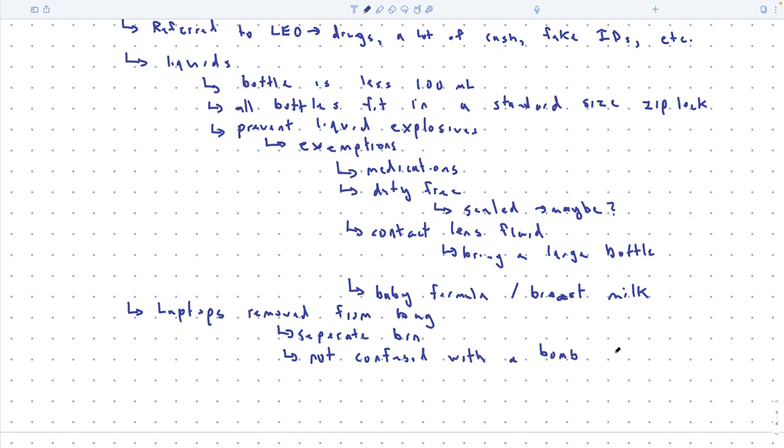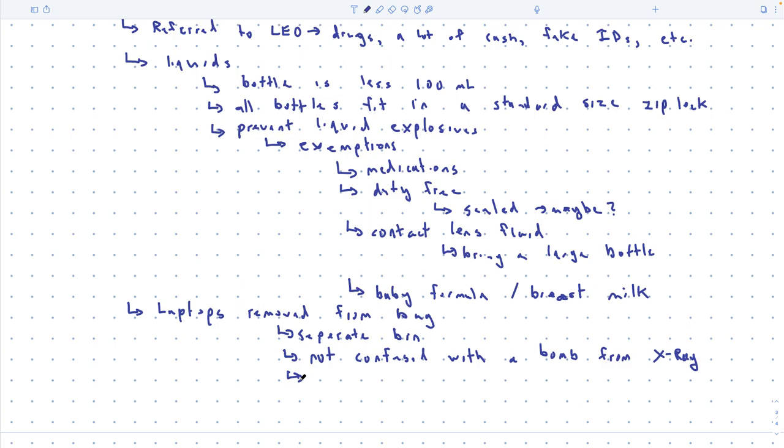When you're just looking at the x-ray, you can't really tell what it is. You just see there's a battery, there's wires, and you have liquids and things like that. So that's why they want everything in different bins.